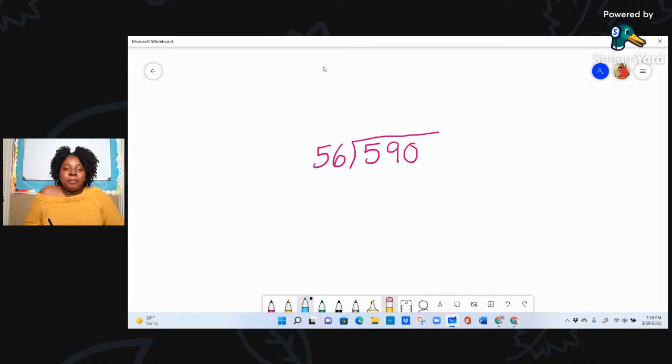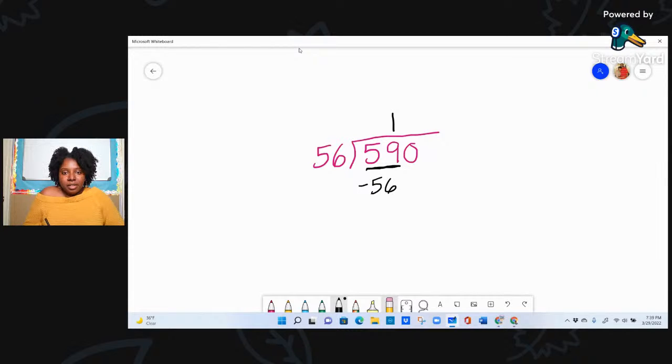56, this big number 56. Can it go into 5? Can it be divided into 5? No, right? 5's too small. However, we can go into 59. Good. Okay, how many times can 56 go into 59? 1 time. Good.